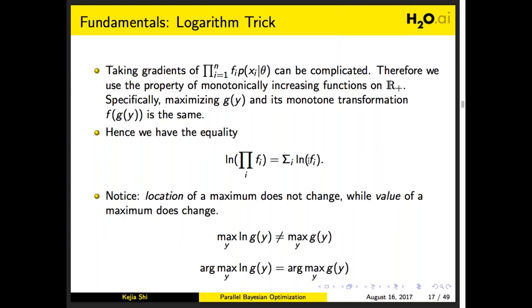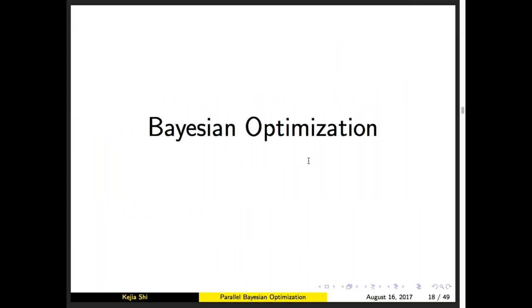There's one more trick right here. When you're maximizing this g function, it's actually the same as maximizing a monotone transformation of it. If you don't know this kind of stuff, you could talk to me after this or after the Q&A. Right, so any questions right now?